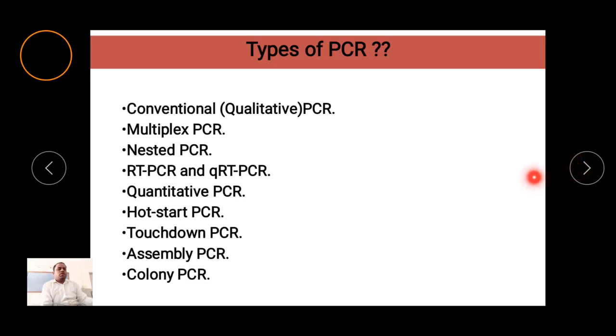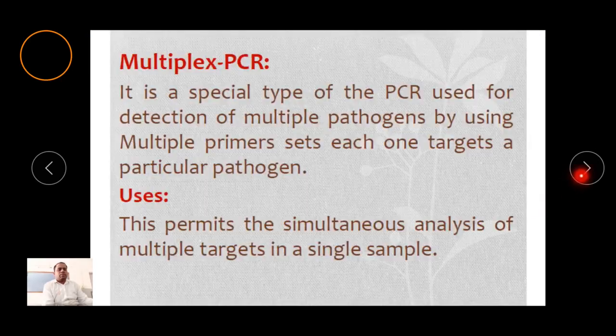Now let's see what are the different types of PCR. There are a few types of PCR that will be discussed here in short. First is conventional PCR, that is qualitative PCR. After that, multiplex PCR, nested PCR, RT-PCR, QRT-PCR, quantitative PCR, hot start PCR, touchdown PCR, assembly PCR, and colony PCR. Let's see one by one.